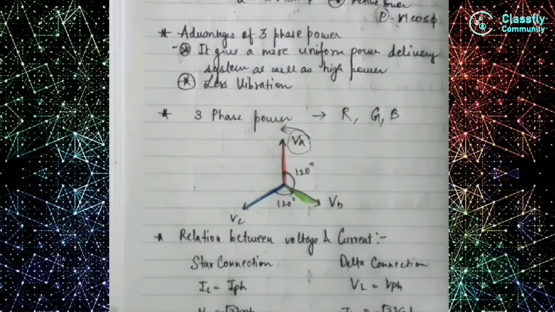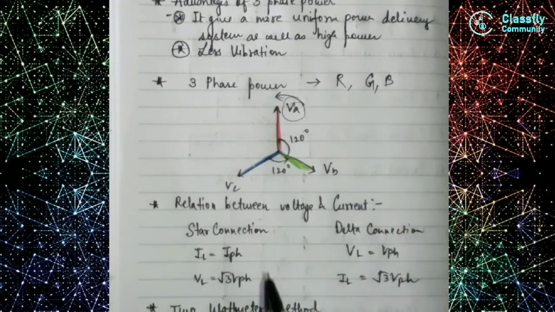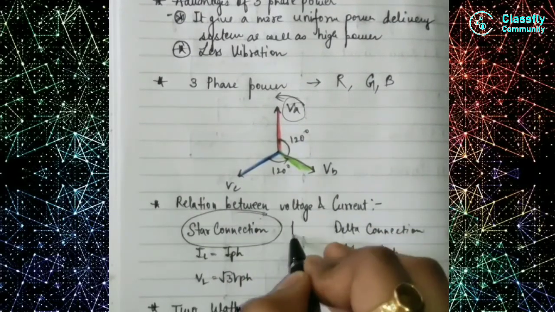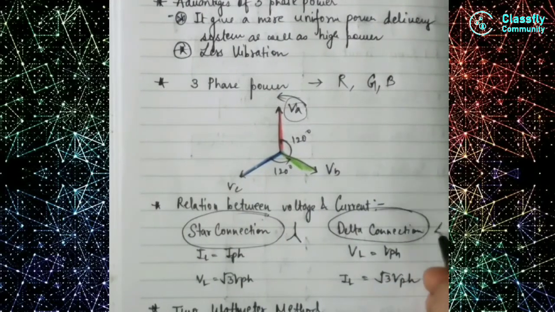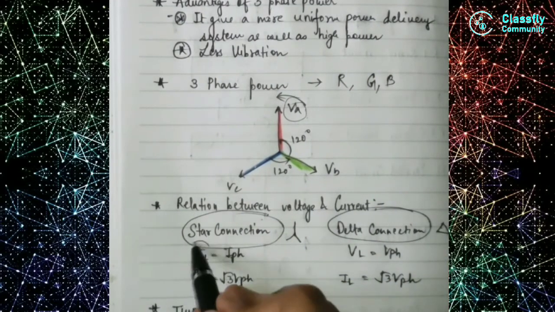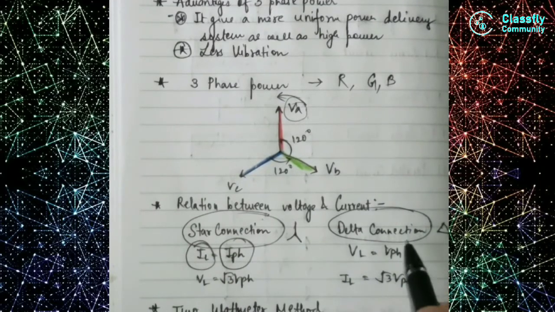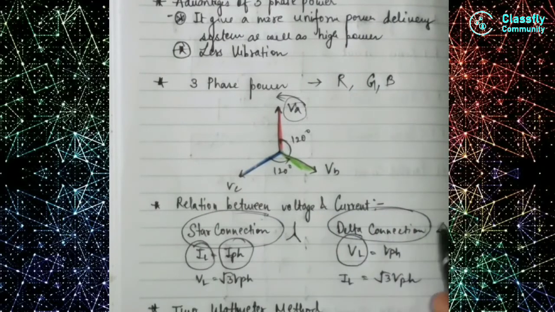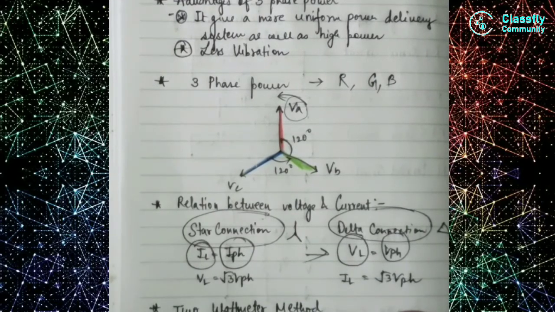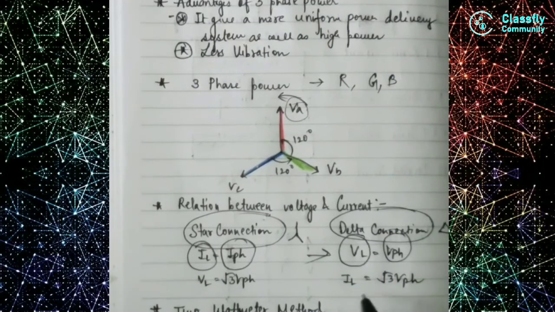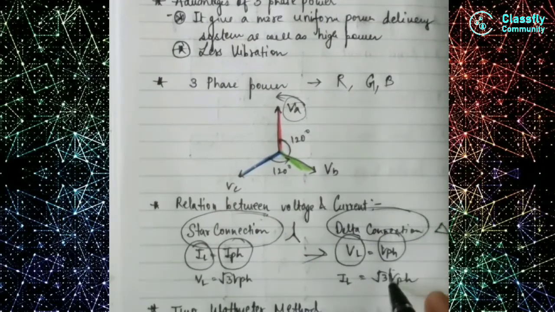Now see the relation between the voltage and the current. There are two connections. One is a star connection. Star connection means the inverse Y, and a delta connection is a triangle. So in star connection, the line current is equal to the phase current, that is IL is equal to I phase, whereas for the delta connection, the line voltage is equal to the phase voltage. And for the star connection, for the voltage case, the line voltage is equal to √3 times the phase voltage, whereas for the current in the delta connection, the line current is equal to √3 times the phase current.